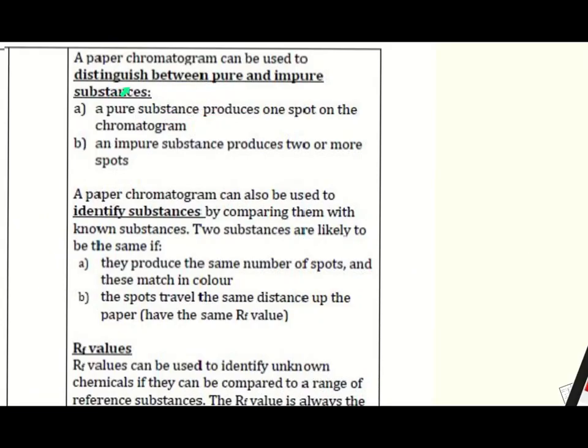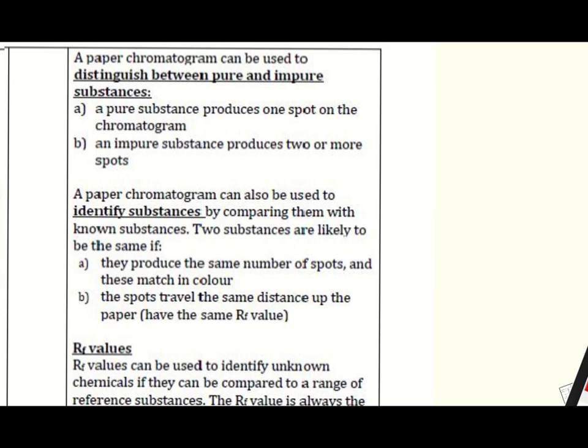Now let's discuss the uses of chromatography. First, distinguishing between pure and impure substances. A pure substance is going to give only one spot because it has one substance only, while the impure one will produce 2 or more spots. Paper chromatography can also be used to identify substances by comparing their RF values. When you compare the RF values, you can identify the substances present in the mixture. If 2 different mixtures give a spot with the same RF value, it means they have the same substance.